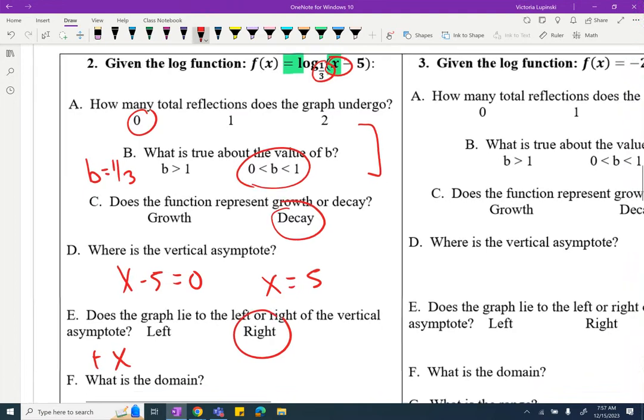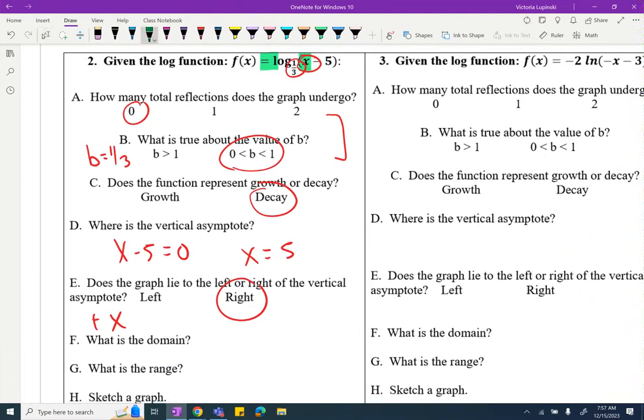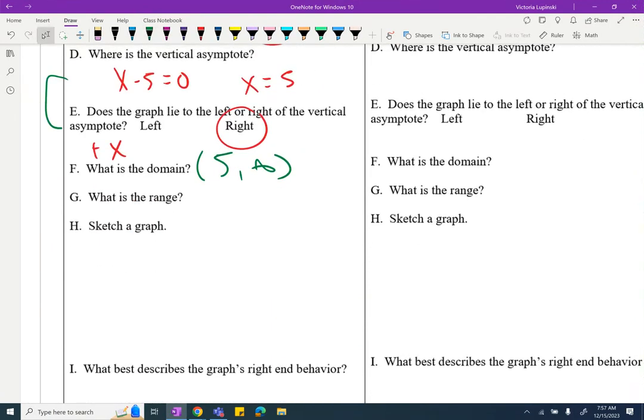What is the domain? In order to answer the domain, you're going to compare your answers to D and E. D and E are telling you that you're to the right of the vertical asymptote. So to the right of the vertical asymptote means your domain is everything bigger than 5. What's the range of any log? All real numbers.